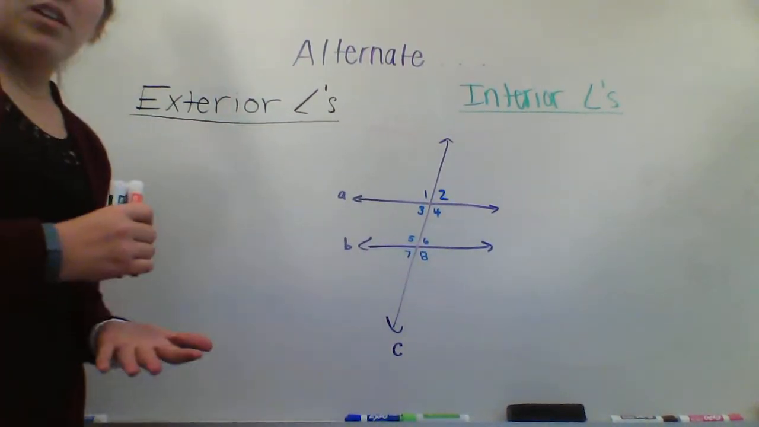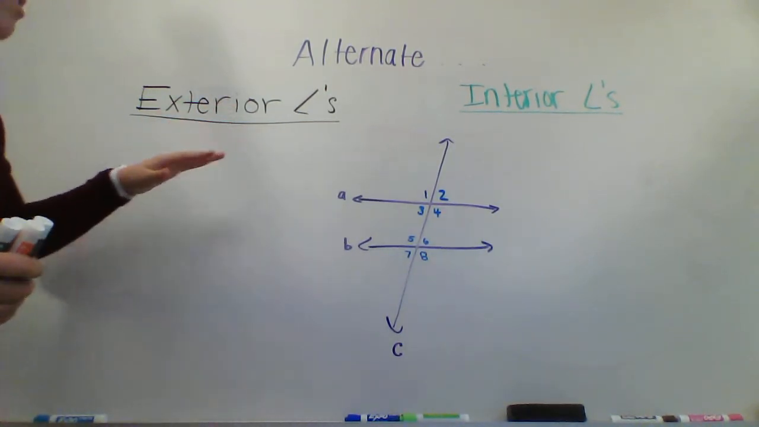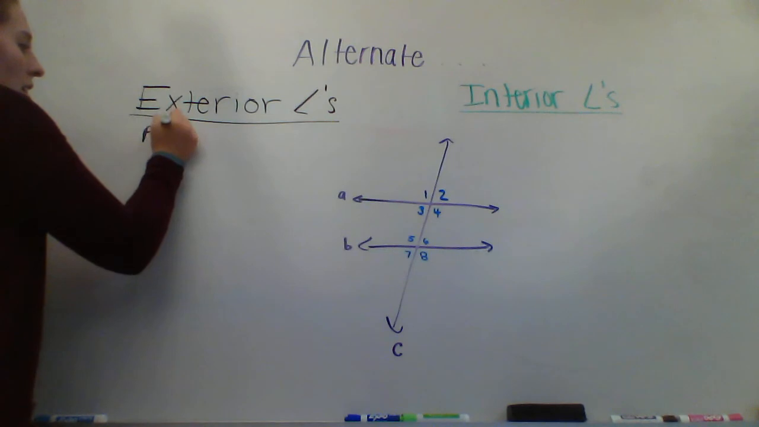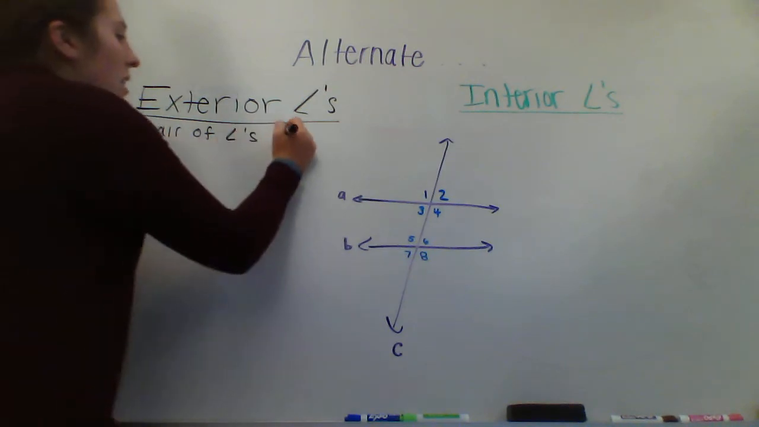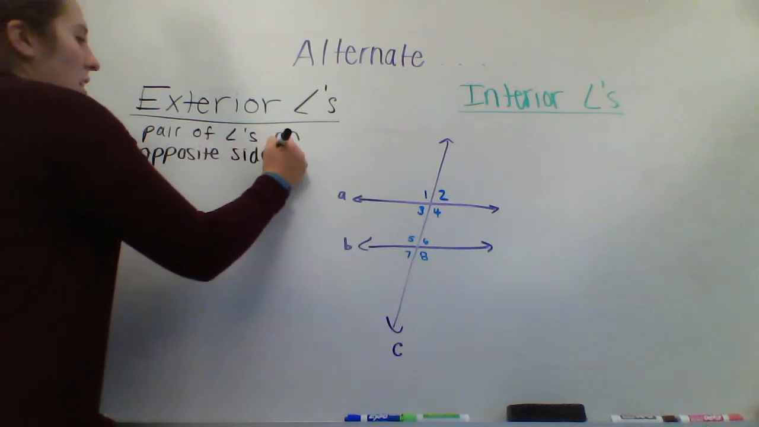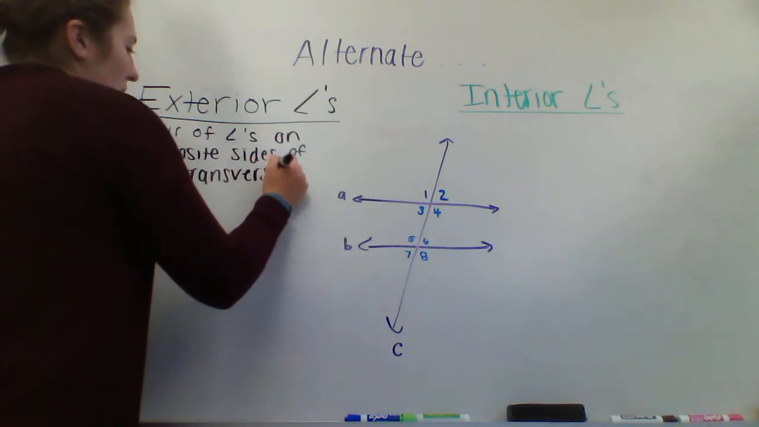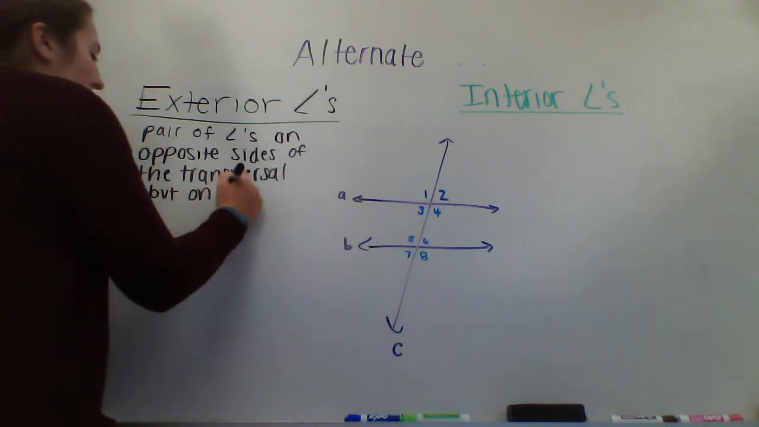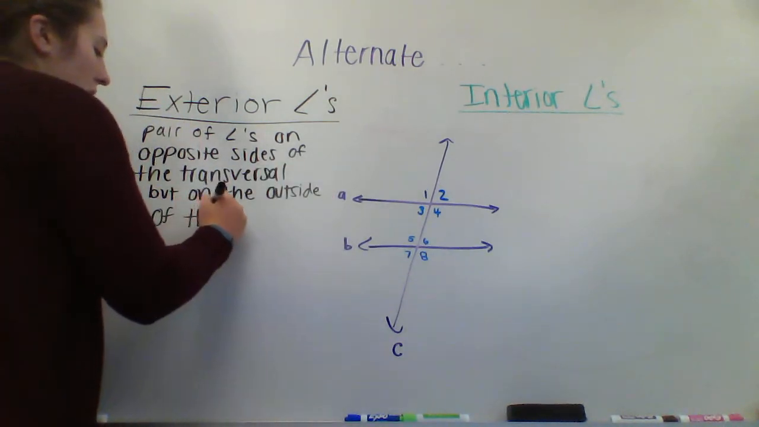So we mentioned earlier in the videos that we are going to encounter alternate interior angles and alternate exterior angles. So first we're going to review what those words mean. So exterior angles are a pair of angles on opposite sides of the transversal but on the outside of the parallel lines.